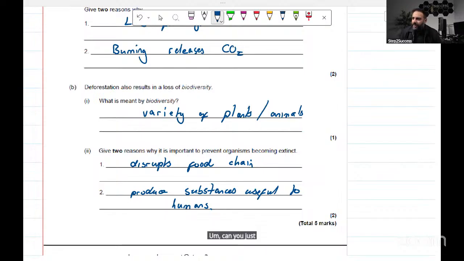Can you just say reduces biodiversity? Let me see.